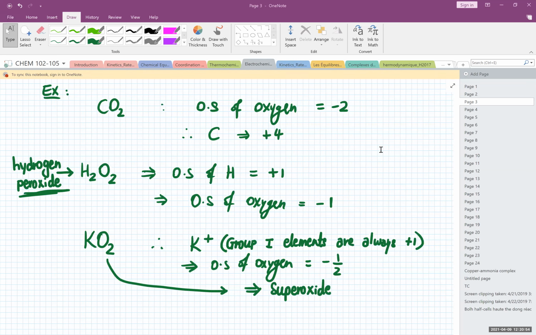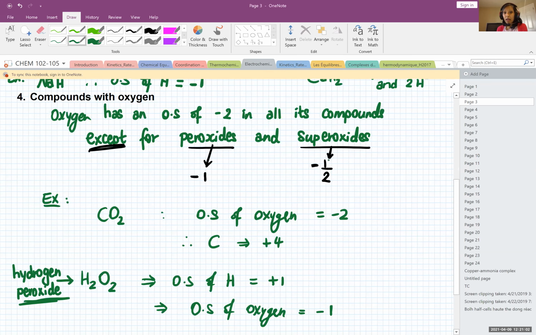Bradley? Sorry, I'm just not familiar with the term superoxide. I've heard of peroxides, but not superoxides. Yeah, so they are just compounds in which, like I said, oxygen has a -0.5 oxidation state. And these oxides can be formed when we react group 1 elements and group 2 elements with oxygen in a limited supply.